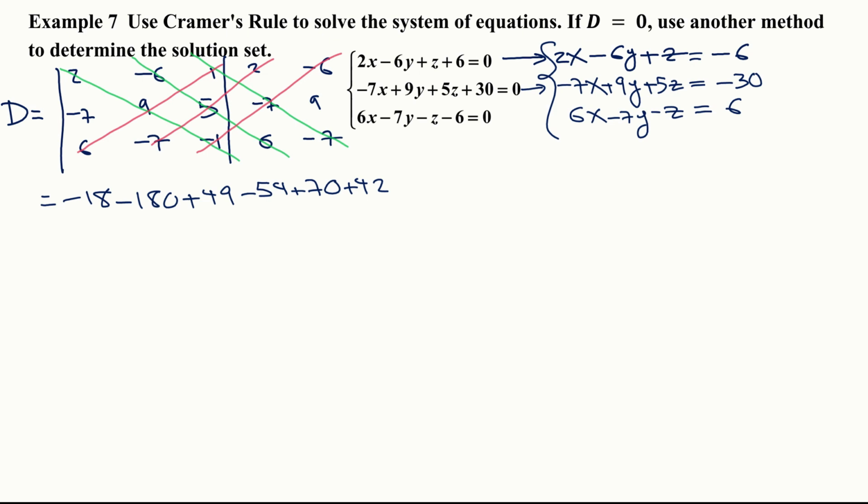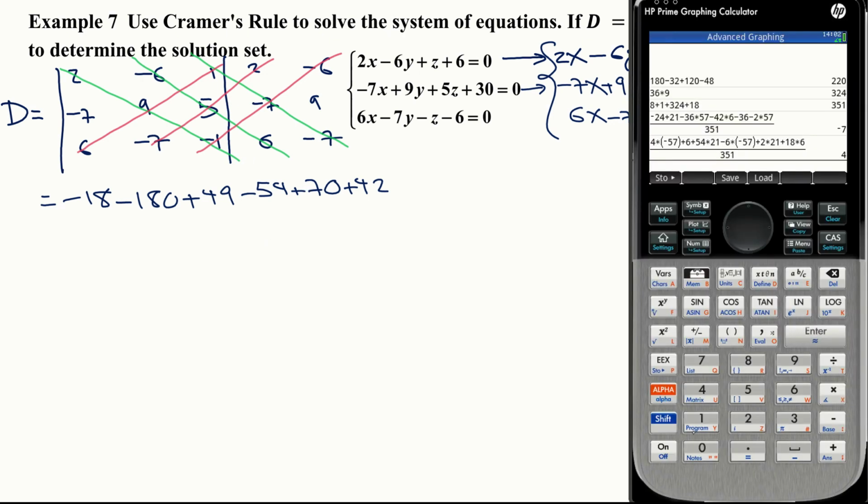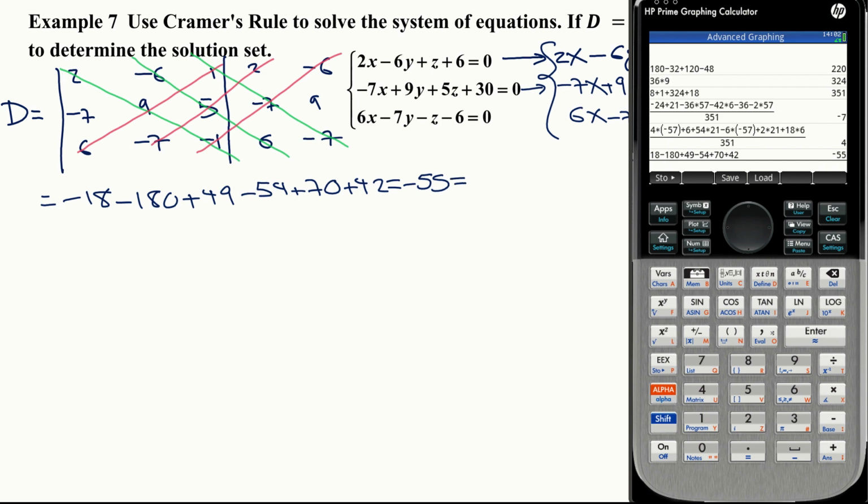All right. So let's go ahead and compute that. All right, so -18 minus 180 plus 49 minus 54 plus 70 plus 42, right? So we end up with -55. And that's our D.